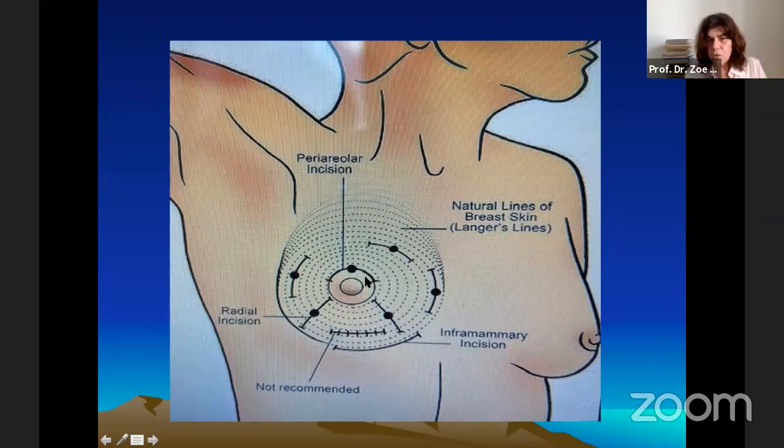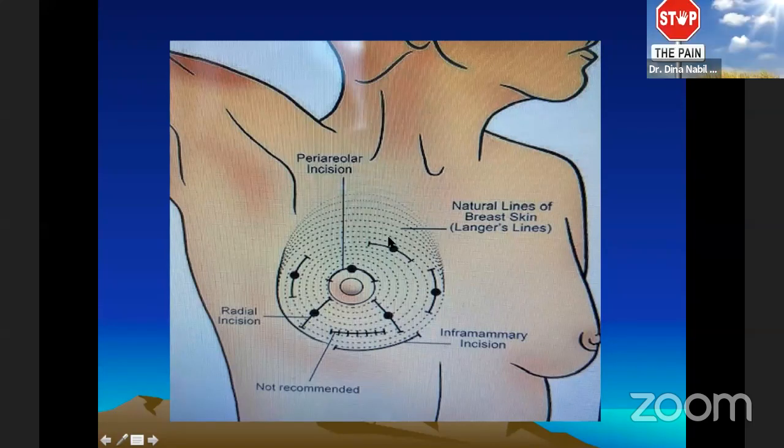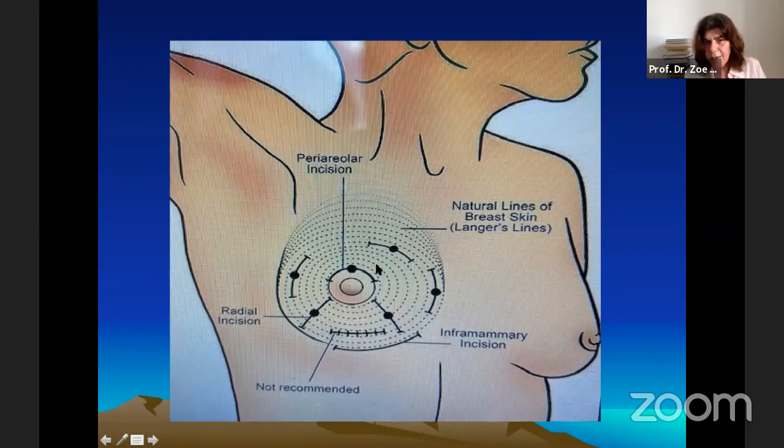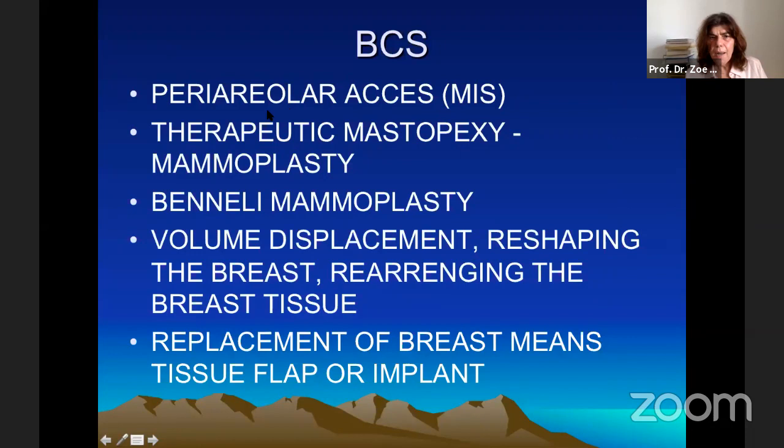And this is what most of us do now, according to studies. The breast we have in front of us. So we have the periareolar access for minimal invasive and therapeutic mammoplasties and mastopexy. Binary mammoplasty is a technique that you need to know, although it can help you take more than one tumor from the breast.